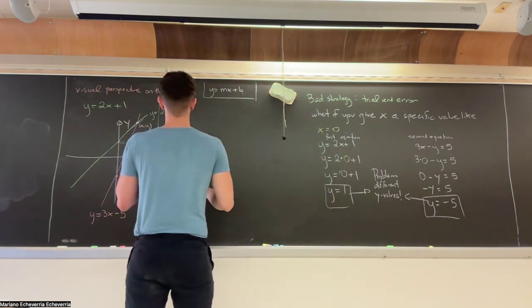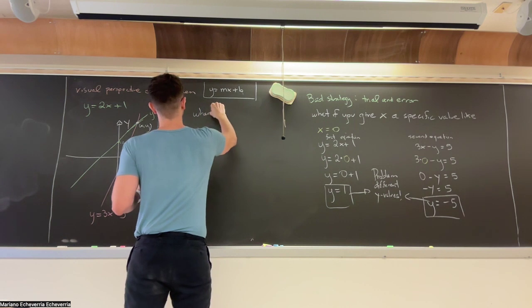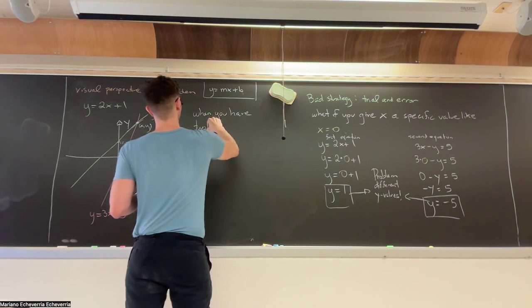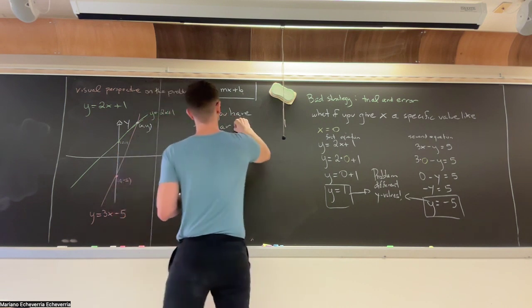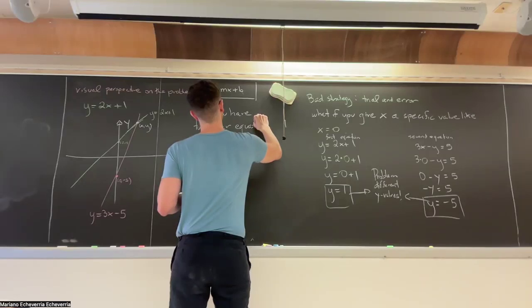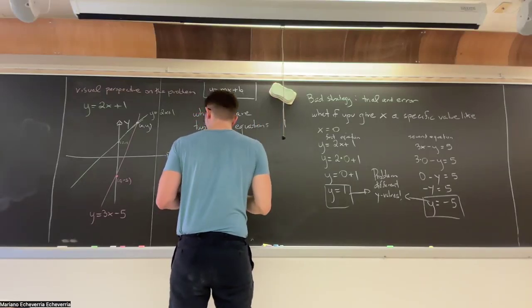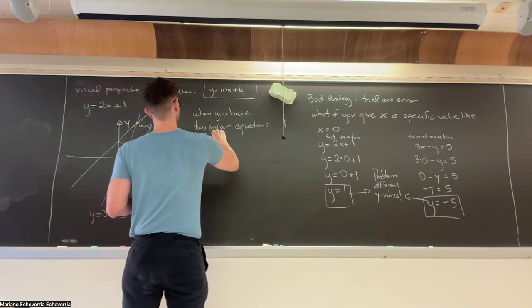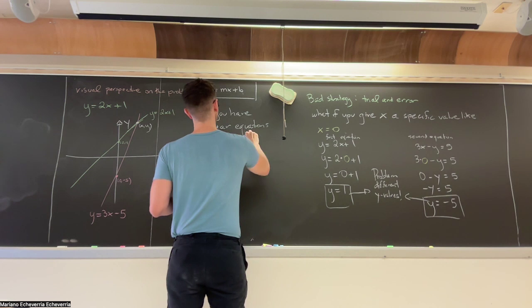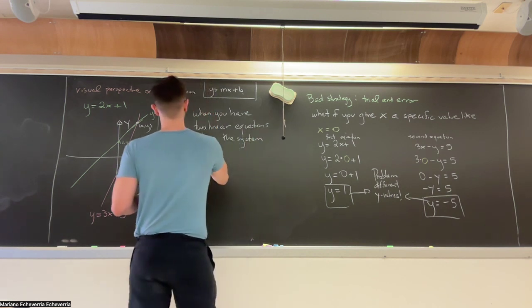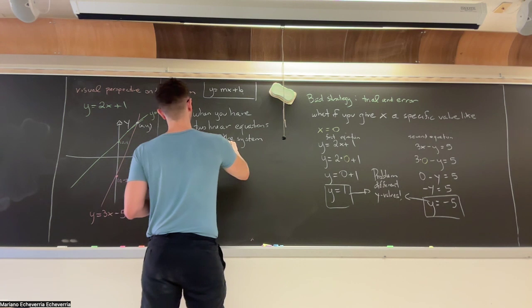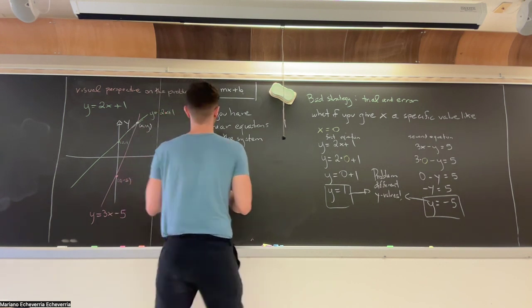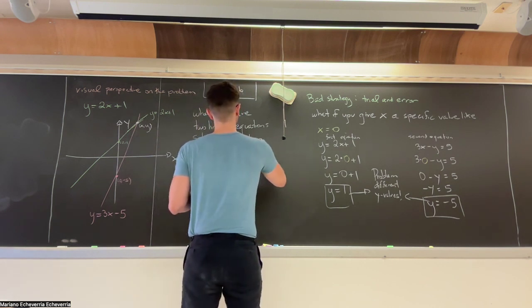So, when you have two linear equations, solving the system is the same as determining the point of intersection.